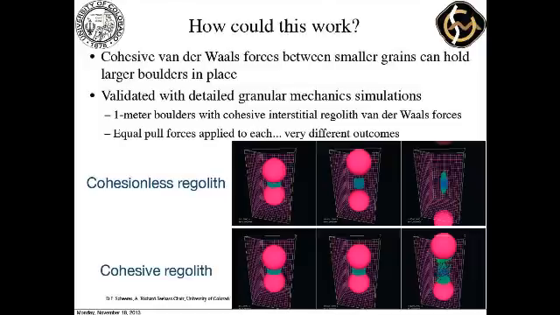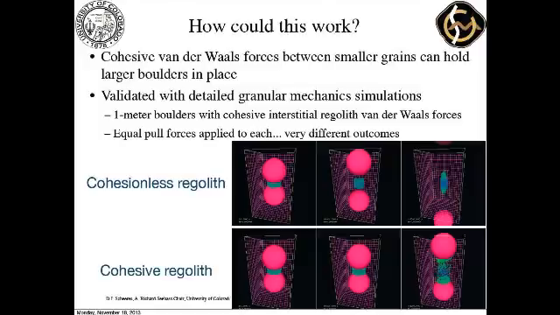So here we just have 1 meter boulders with cohesive interstitial regolith van der Waals forces. We have centimeter-sized grains here, and we're just giving them the cohesive properties of lunar regolith, which we think is a reasonable analog. If it's cohesionless, if you pull these two apart with a force just equal to their gravitational attraction, they separate and the grains stay in place. This would be a cohesionless rubble pile. But with the cohesive properties of lunar regolith, when we pull these two apart, we see that we have to pull over twice as hard to get them apart, indicating strength.